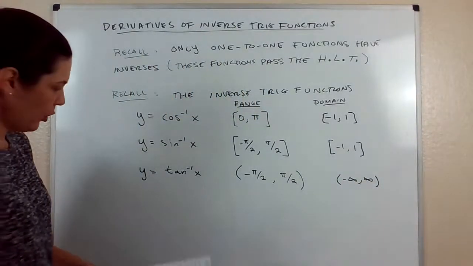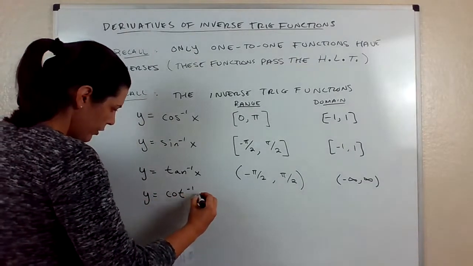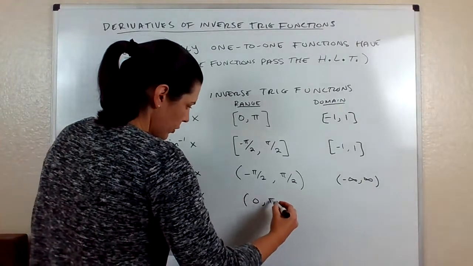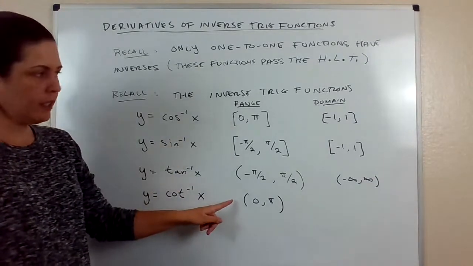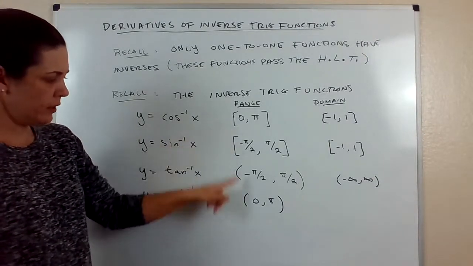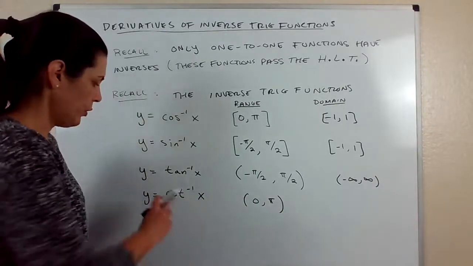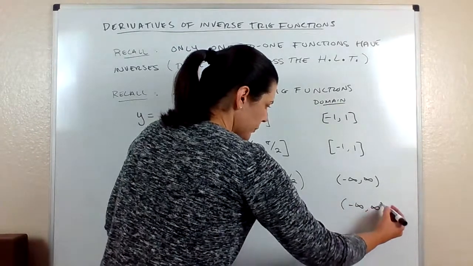Next is cotangent inverse. The range is from 0 to pi, but you don't equal the endpoints. Very similar to cosine inverse. The difference is there are parentheses because we don't ever equal 0 or pi with cotangent inverse. The domain here is also all real numbers.